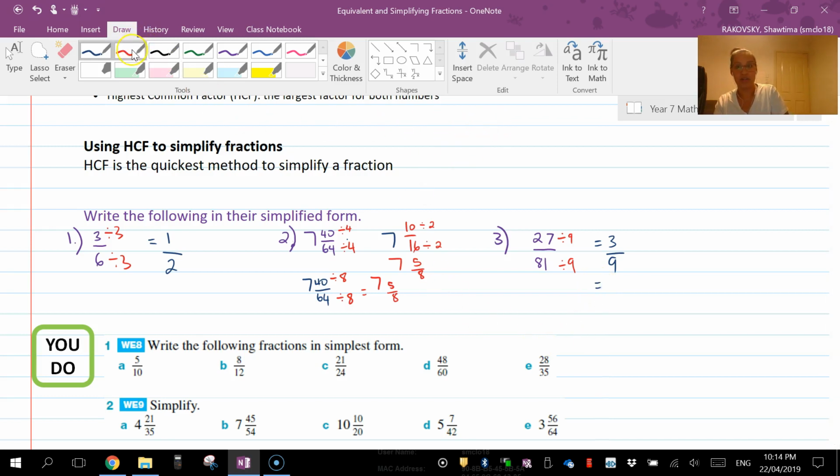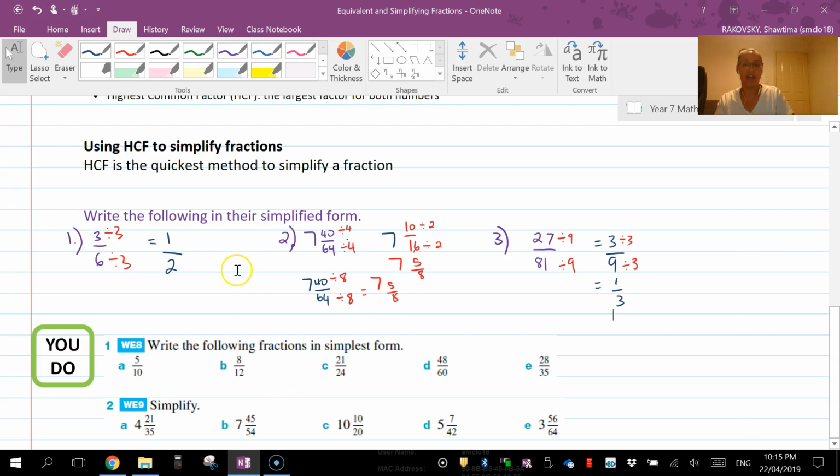So divide this by 3 and divide this by 9. Oh, sorry. Divide by 3, and that's going to give us 1/3. Now if I have a look here, 9 times 3 is 27. 27 goes into 81 3 times. So we could have used 27 as our highest common factor.